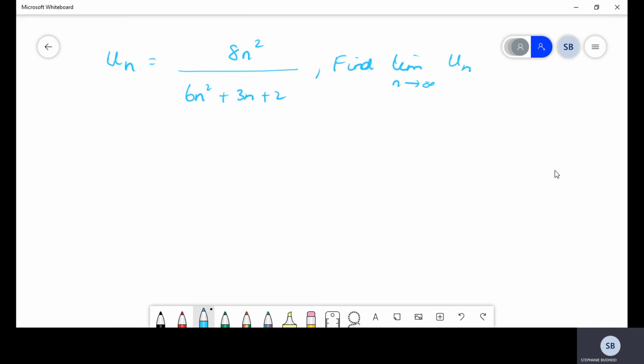As you recall, when you were doing limits, one of the most popular things to do to get a limit that has so many powers of n involved is to divide both the numerator and the denominator by the highest power of n you can find. So in this case, we are going to divide by n squared, which will give us 8 on our numerator over 6 plus 3n over n squared, which gives 3 over n, and then 2 divided by n squared.